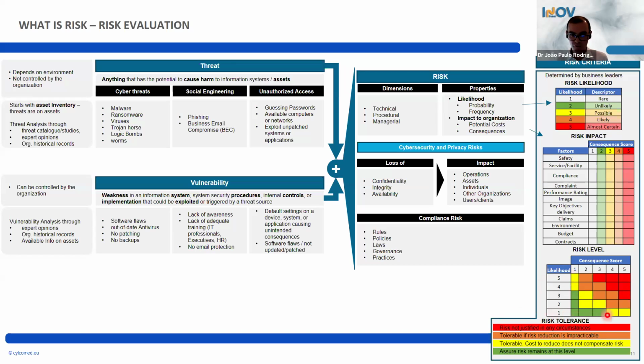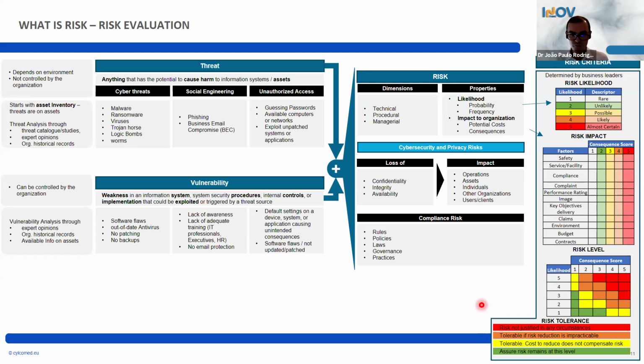So if the risk level is green, we are in the good zone. We have to assure that risk remains at this level. This is what we want. If we are in the yellow zone, the risk is tolerable. The cost to reduce does not compensate the risk. So basically, I'm going to accept the risk.